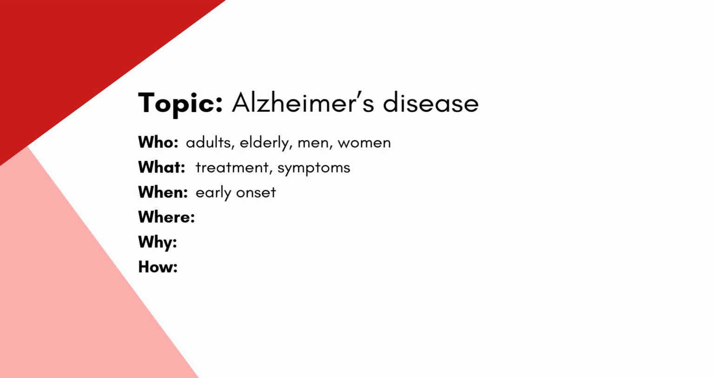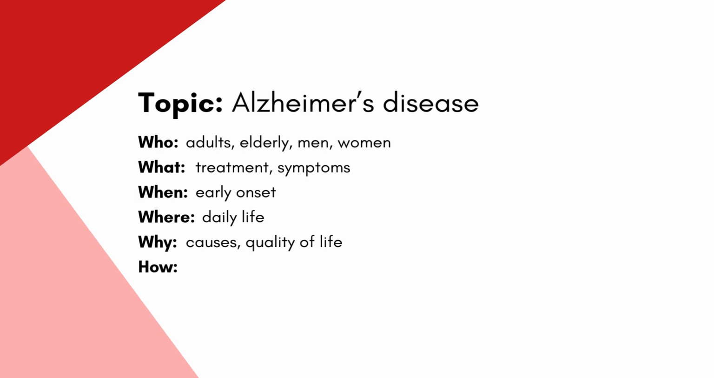When does the disease occur? We've already established that elderly populations are usually the ones affected, but perhaps we want to look at an age range for early onset. Where does Alzheimer's affect those with the disease? Usually in daily life settings.